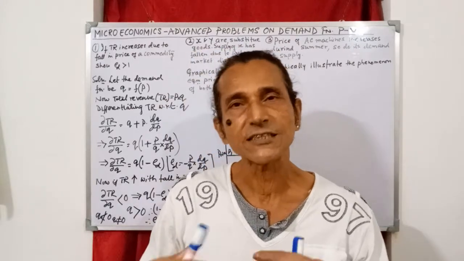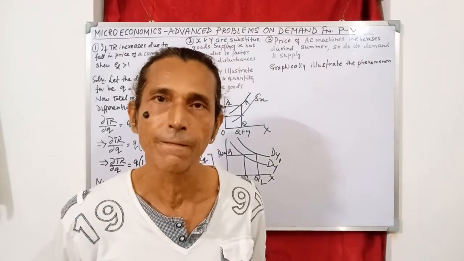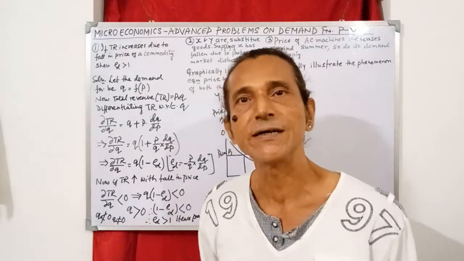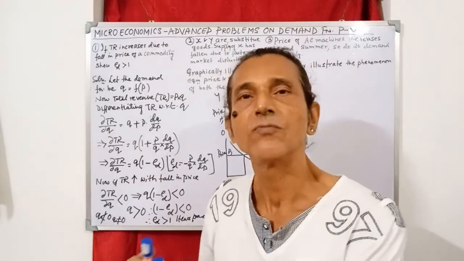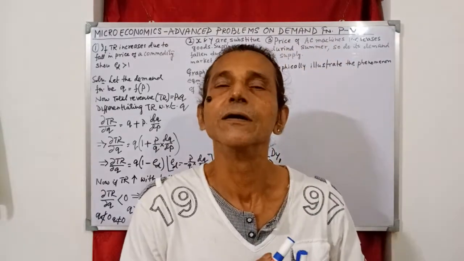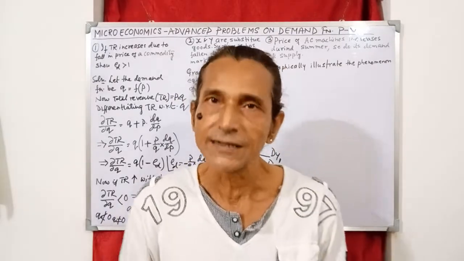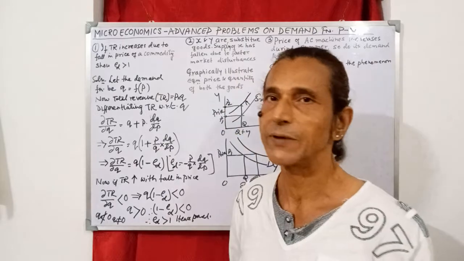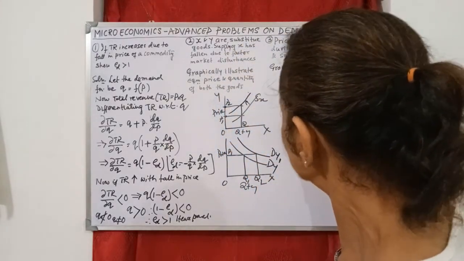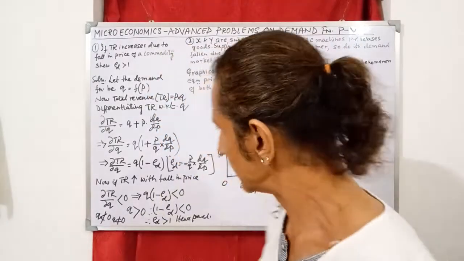Now ask yourself one question: is it violating the law of demand? Because the law of demand states when price of a commodity increases, quantity demanded of it falls, and when price of a commodity falls, quantity demanded of it increases. Other things remaining same, that is the ceteris paribus assumption. So in this case, is it violating the law of demand? No, it is not violating the law of demand. Let us see why.